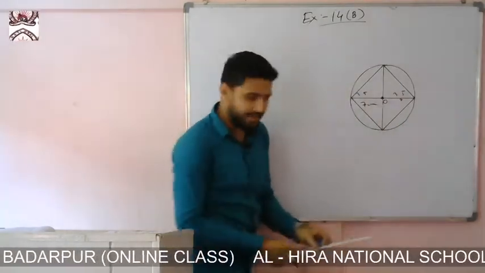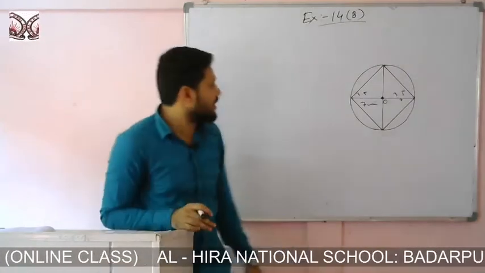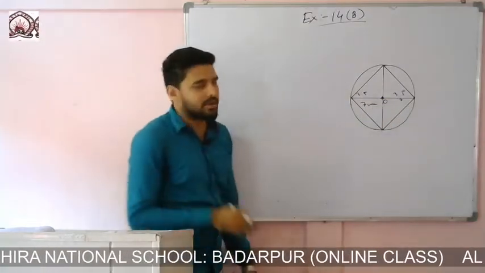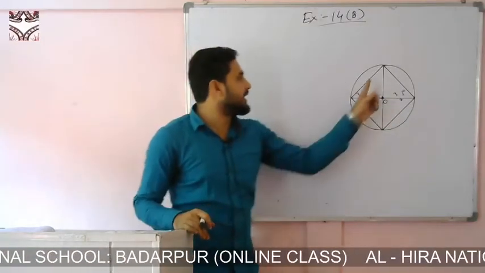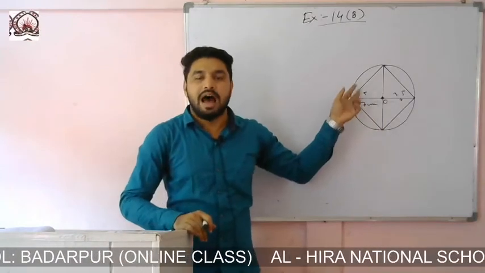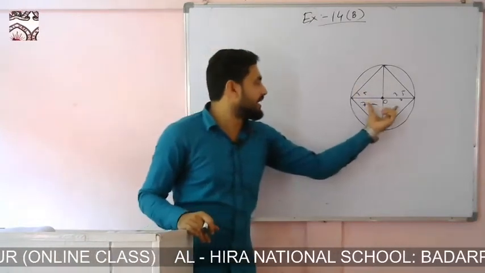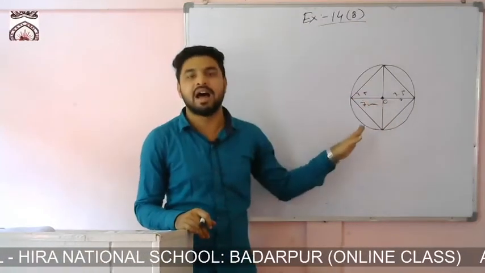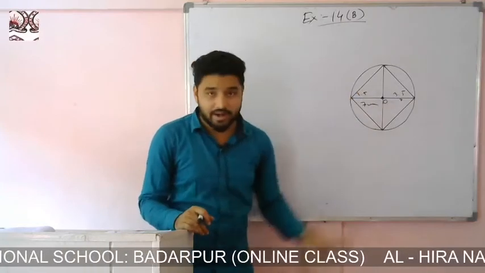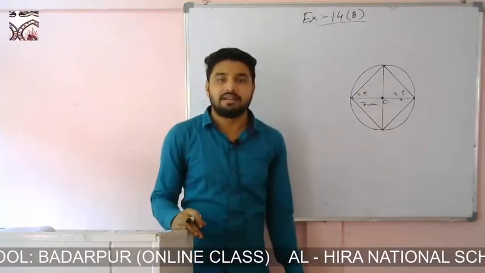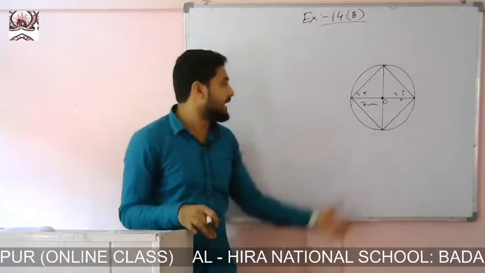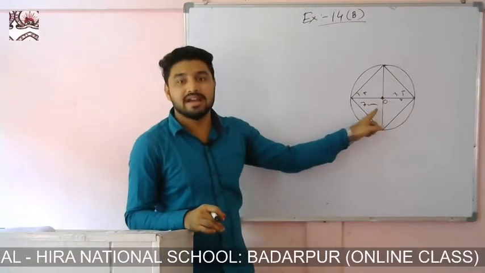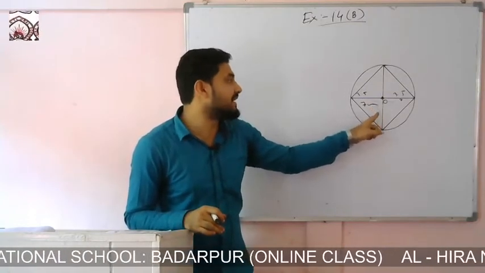Suppose I have joined. From the figure we can see that it is a square, because we know that the diagonals of a square are equal. Here the diameter of this circle will be the diagonal of the square. The diameter of the circle is 7 centimeters, so obviously this diagonal will also be 7 centimeters.